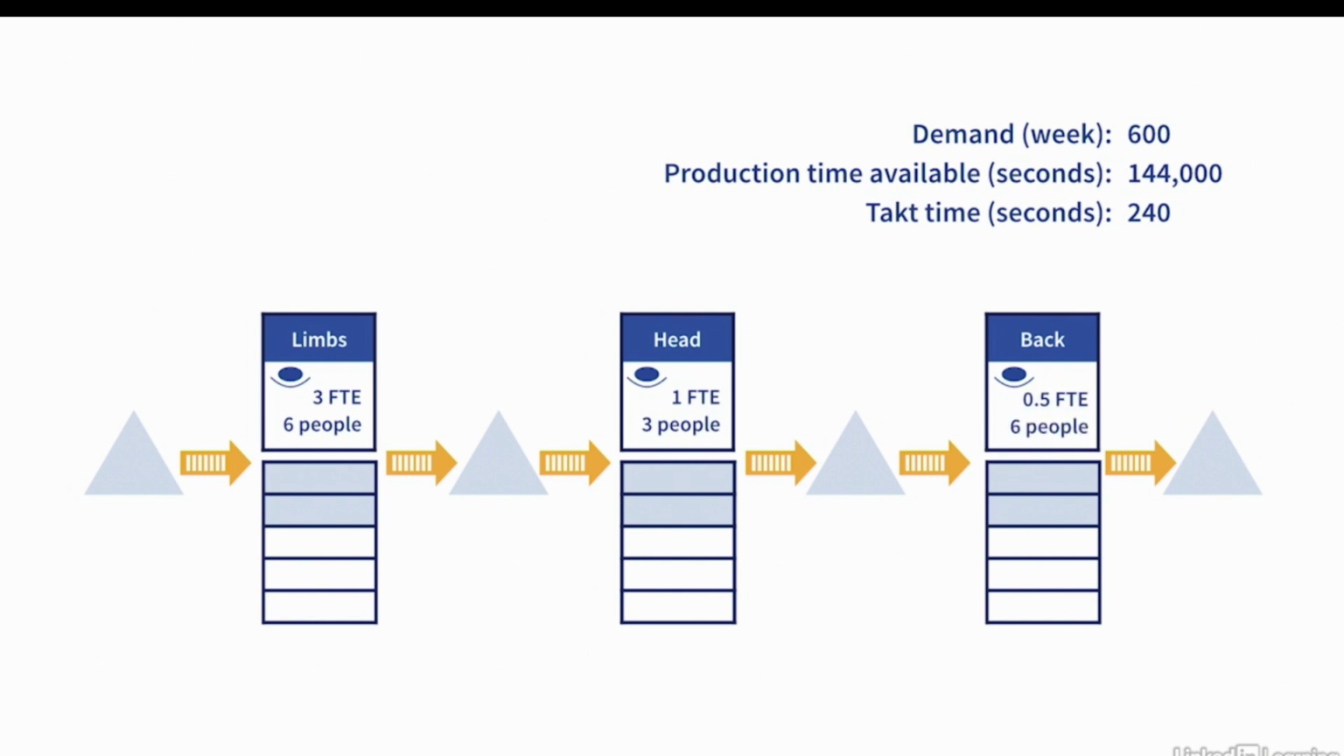So if we go back over to the limbs, we have a process time of 330, and again, dividing by 3 full-time employees, we get a cycle time of 110. For the head, it's 210 and 210, and for the back, it's 60 and 120. Again, 60 divided by 1/2 equals 120. So on average, every 2 minutes, a back plate will be attached to our cat robot.